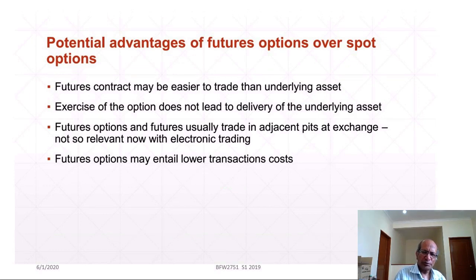Potential advantages of futures options over spot. This is important. You better understand this part very well. A futures contract may be easier to trade than the underlying asset itself, because with futures you've got a range of contracts. Exercise of options does not lead to delivery of the underlying asset. It's always offsetting. Futures options and futures are usually traded in adjacent pits of the exchange, so not so relevant with electronic trading. Futures options may entail lower transaction costs because the pricing is available at any time. You don't have to calculate so much.